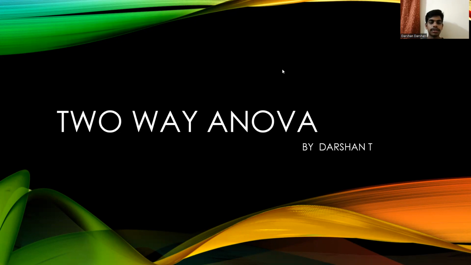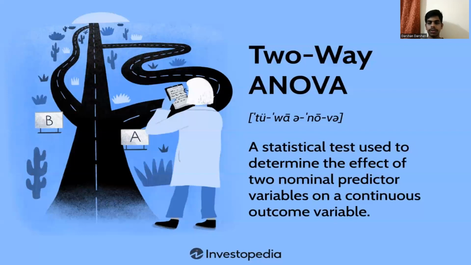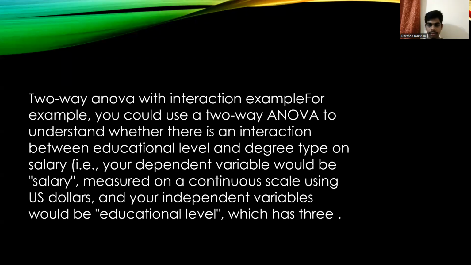So today my topic is Two-Way ANOVA. Two-way ANOVA can be defined as a statistical test used to determine the effect of two nominal predictor variables on a continuous outcome variable. With interaction, we'll see some examples with two-way ANOVA.